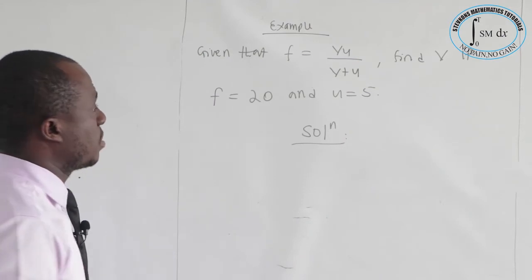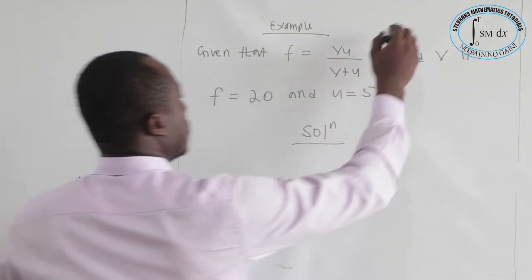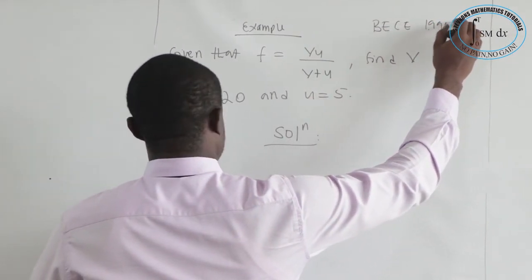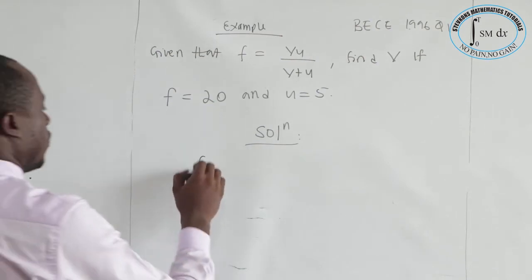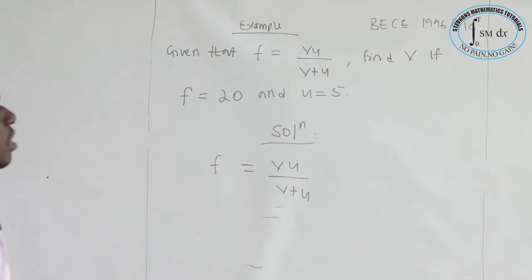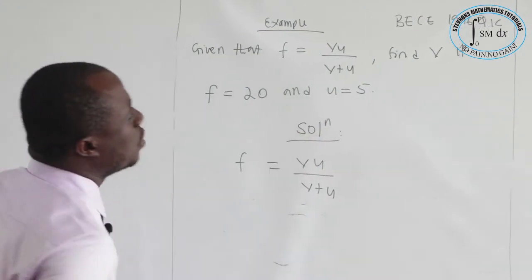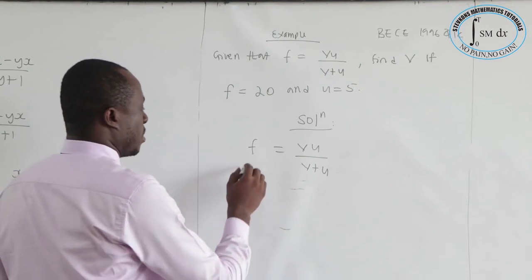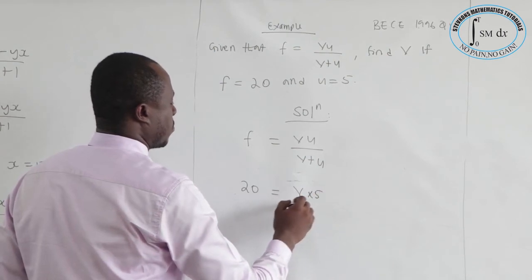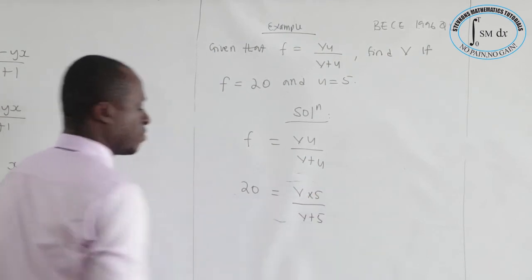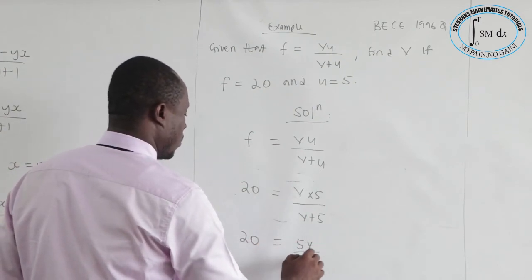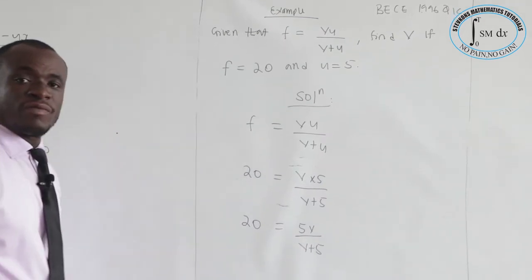Okay, let's consider this past question. This is BECE 1996, question 1c. Now, if you're given F to be equal to VU all over V plus U, and our F is 20, U is 5. So let's see, F is 20, our U is 5. From here, this is the same as 20 equal to 5V all over V plus 5. We want to find the value of V.